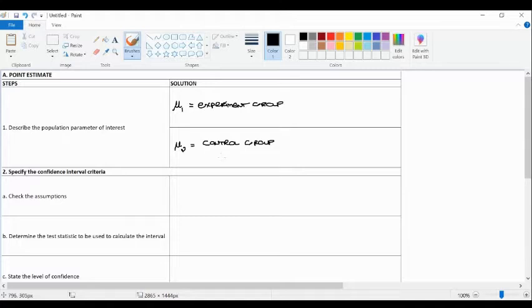First, we're going to check the assumptions. So the sample size of 20 for each group comes from a normally distributed parent population, and the standard deviation for each group is unknown. Okay, so let's put it here.